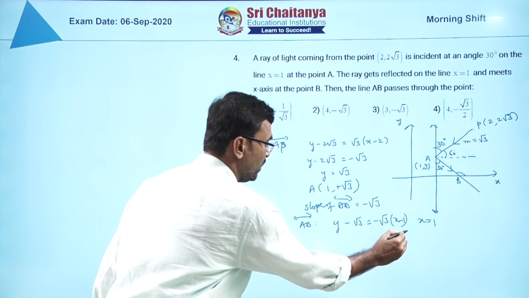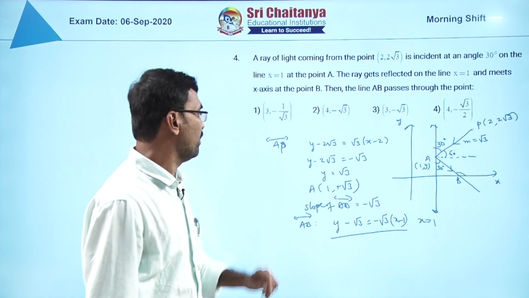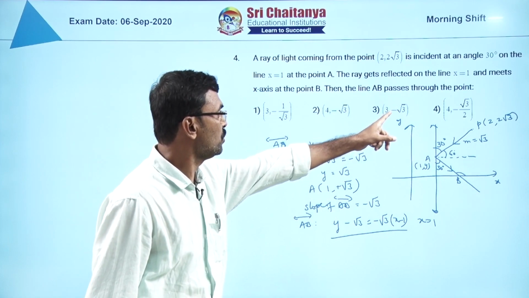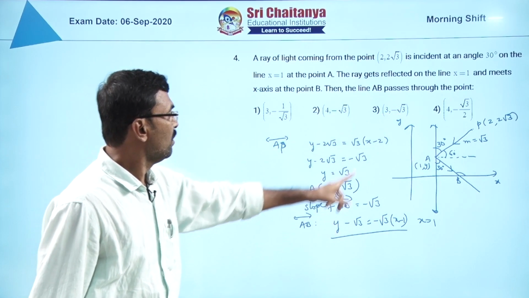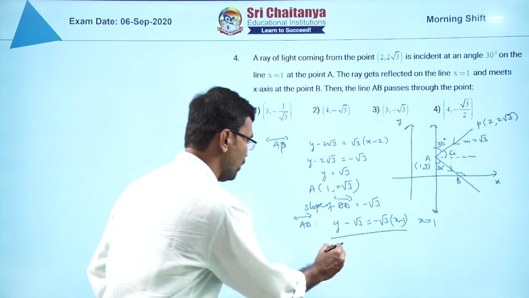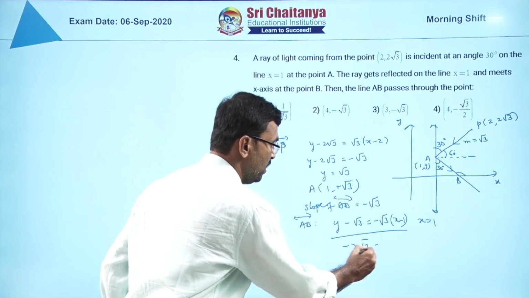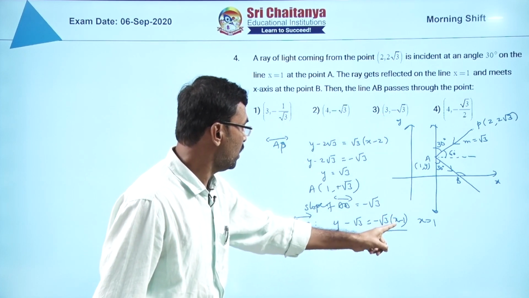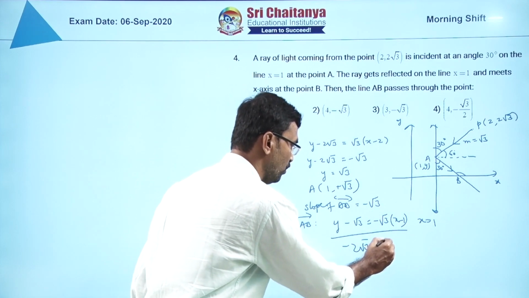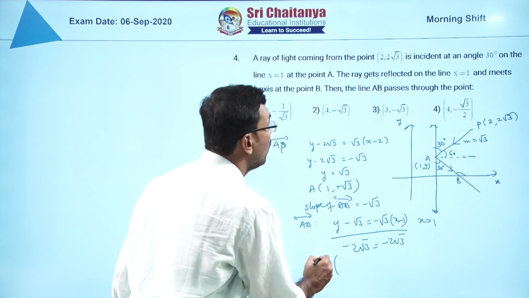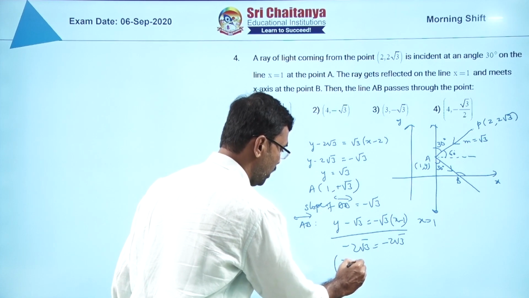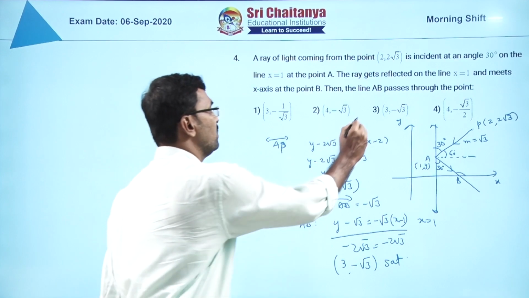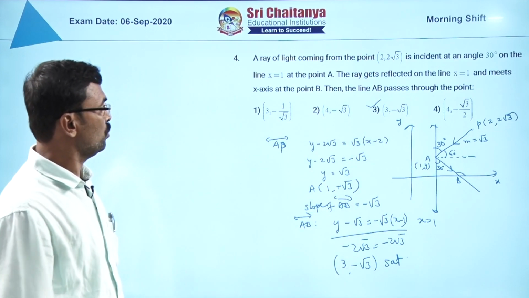He is asking which point satisfies, which point is lying on this line AB. So, obviously, the third satisfies. If you substitute 3 comma minus root 3, the left hand side is minus root 3 minus root 3, that is minus 2 root 3, and in the right hand side minus root 3 times 3 minus 1, which is 2. So, minus 2 root 3. Therefore, 3 comma minus root 3 satisfies. Therefore, the answer is 3 for the fourth problem.